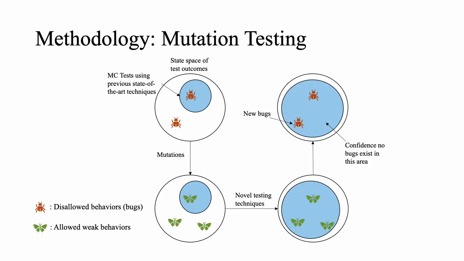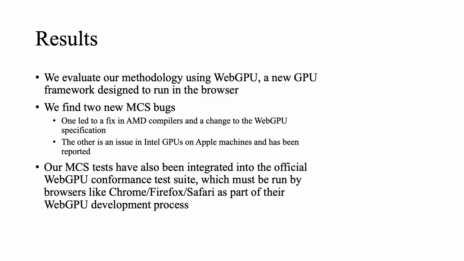We then can develop novel testing techniques which uncover more mutants and by extension help us find new bugs or give us confidence that bugs don't exist in certain areas.